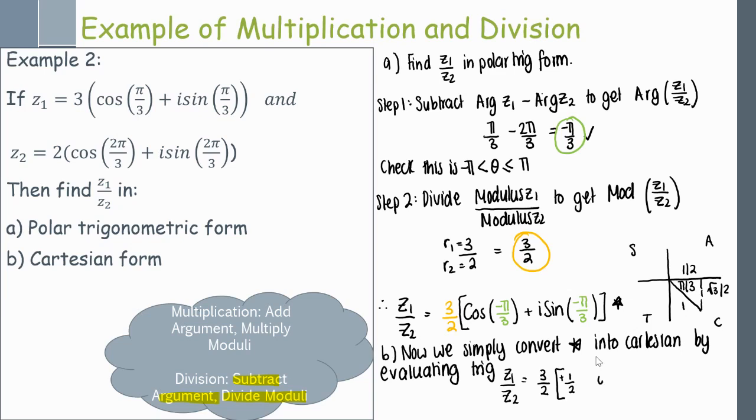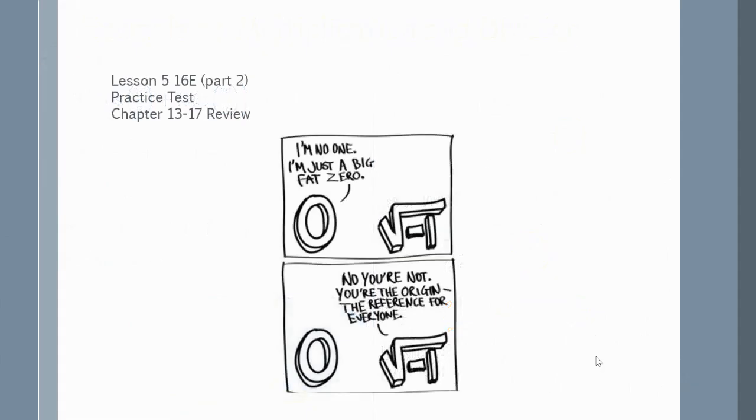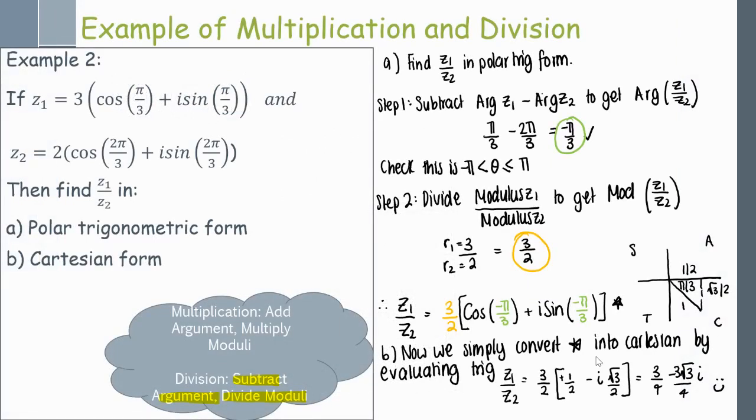So therefore I'll get z1 over z2, 3 on 2 stays the same, positive a half for cos of minus pi on 3, and negative root 3 on 2 for sine minus pi on 3. When we expand, we'll get 3 on 4 minus 3 root 3 on 4 i. So now we have two forms of z1 divided by z2.